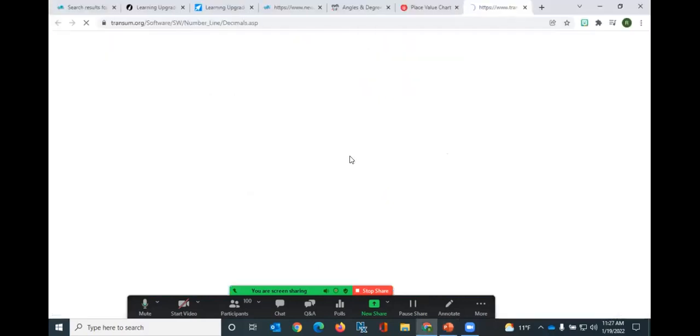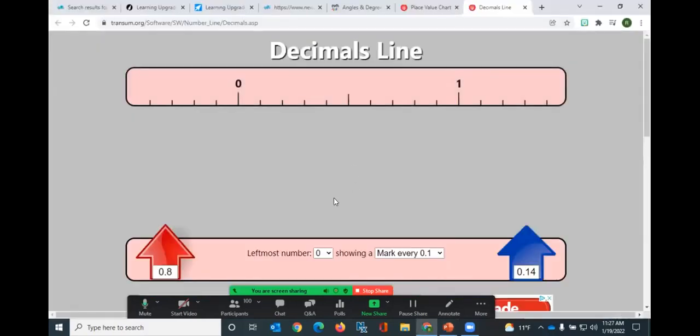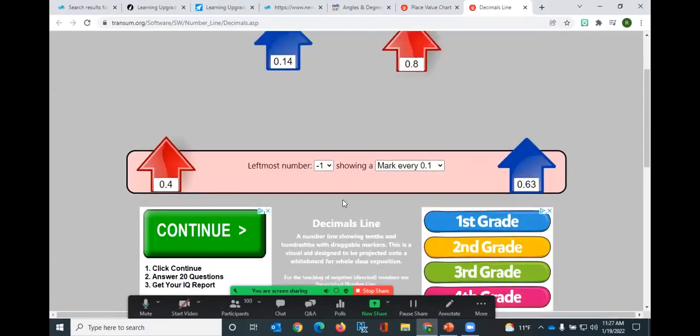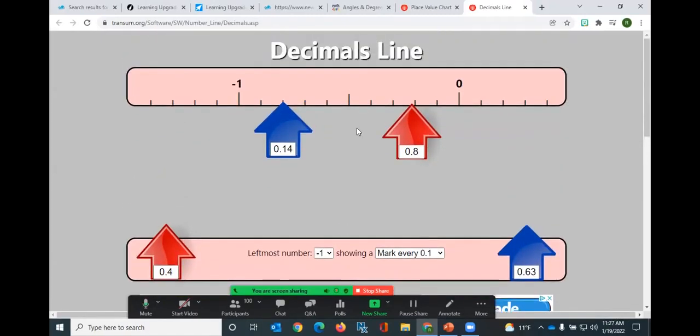Decimal lines, another excellent interactive, because I can mark this with decimals. I can make changes to say whatever I want to be. I can go into integers if I want to and go into negatives. And then I can actually place in here to see if I'm putting it in the right place. Each one of these goes into their location. And it's a really fantastic interactive way.